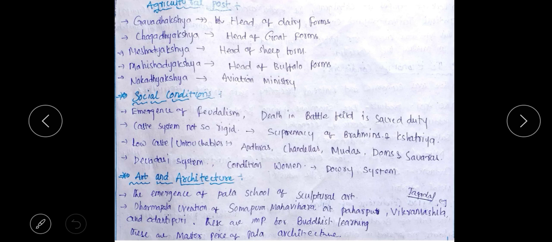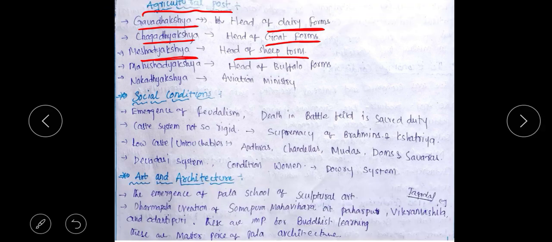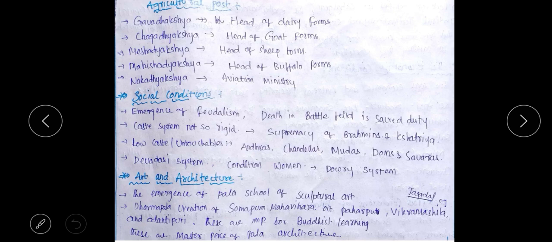Next we see some of the agricultural assigned positions, which are new in the Palas. Gavadaksha is said to be the head of the dairy farm. Next, Chagadaksha is the head of the goat farm. Meshadaksha is said to be the head of the sheep farm. Mahishadaksha is said to be the head of the buffalo farm. And finally, Nakadaksha is said to be the aviation ministry. These are some of the important agricultural posts that were there during the period of the Palas.